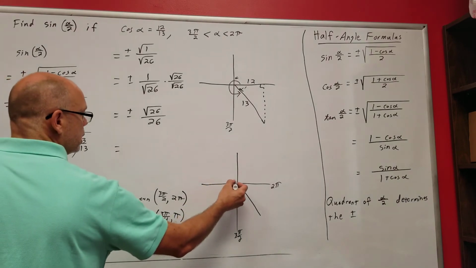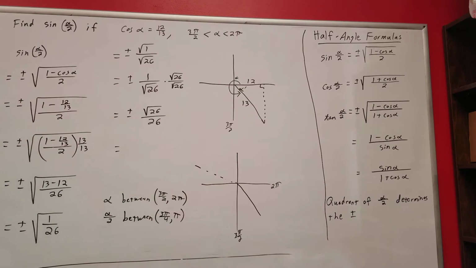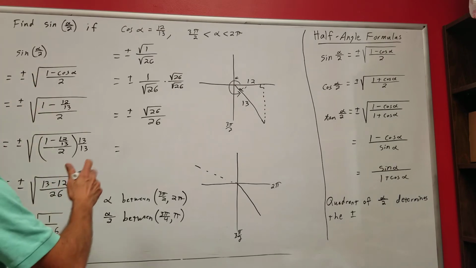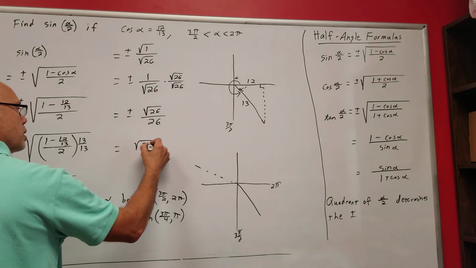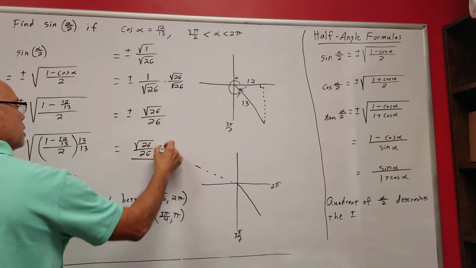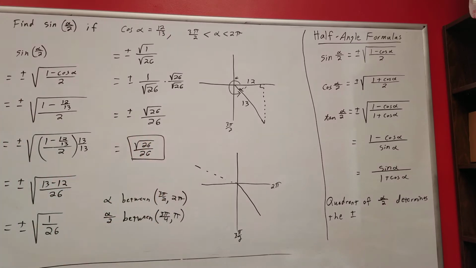So wouldn't that make that in quadrant number 2? What is the value of my sine function in quadrant 2? It's going to be positive. So my answer would be the square root of 26 over 26. Positive.